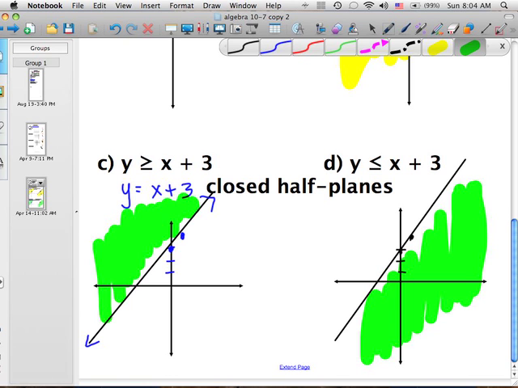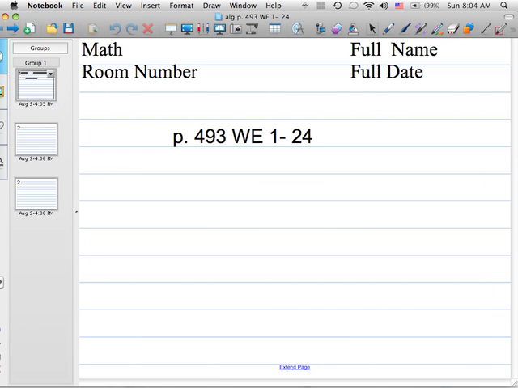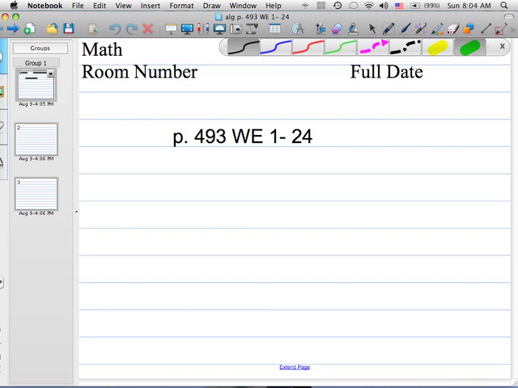With this in mind, we're ready to start the assignment. You don't need graph paper. You can estimate where things are going to go. It'll be fine. So we're doing page 493, problems 1 to 24. Got your paper headed, and I've got to change my pen. It says graphing inequalities. So number 2 says y is greater than 4.